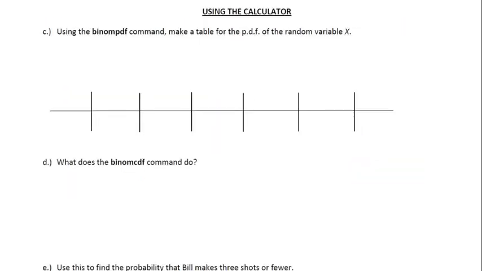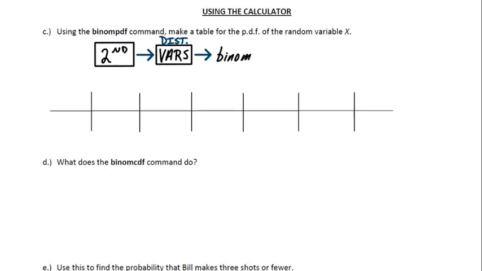So part C says using the binomial pdf command in your calculator, make a table for the PDF of the random variable X. So where is that command actually? Well, you remember normal CDF? It's in the same place. So if you hit 2nd vars, which is the distribution button, you'll find binomial pdf in there.